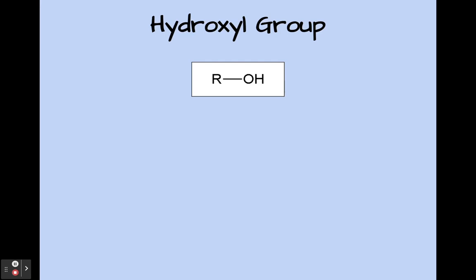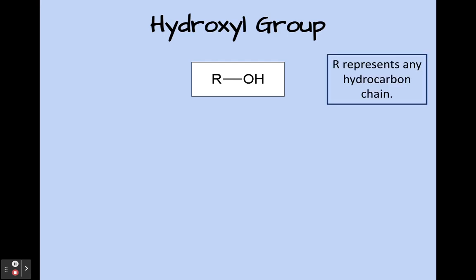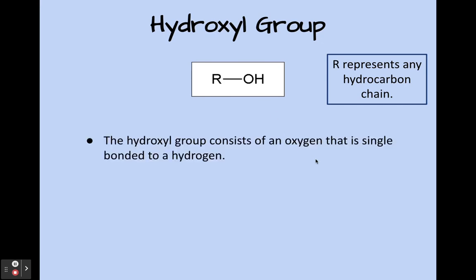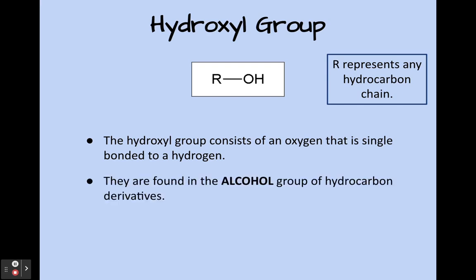So the first one is the hydroxyl group. You'll see the groups represented in this way where you've got an R, and R just represents any hydrocarbon chain. So there could be anything over here. What you're looking for is this single bonded to an OH. The hydroxyl group consists of an oxygen that is single bonded to a hydrogen. And when there are hydroxyl groups present, we get the alcohol group of hydrocarbon derivatives.